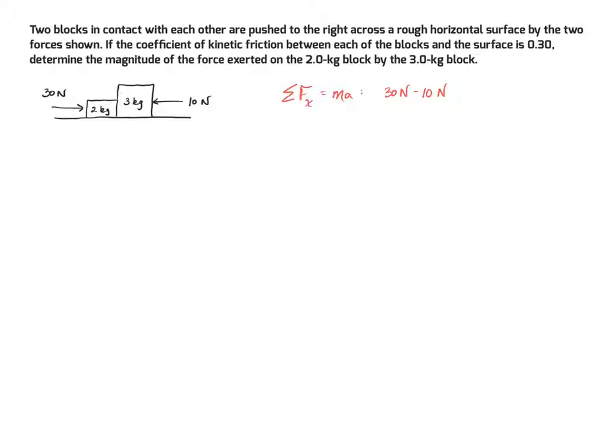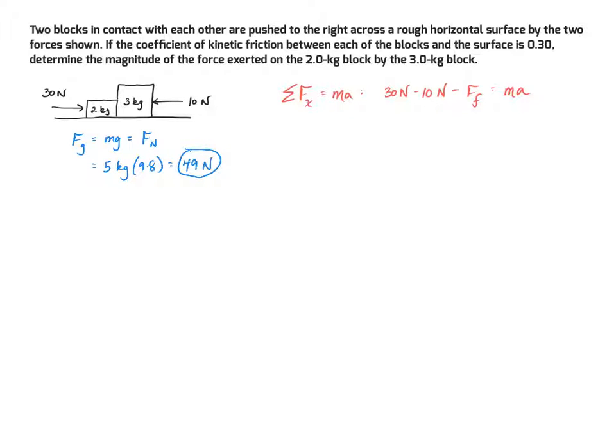minus that 10 Newton force minus the force of friction, because we're told in this problem that there is a coefficient of kinetic friction there. So we have to figure out what that force of friction is. But first we need to figure out what the normal force is of this system, the two blocks together. Well, that's easy enough to find here because Fg, which is equal to mass times our acceleration due to gravity, that's going to be equal to our normal force in this case. So we know that the total mass of this system is 5 kilograms. Multiply that by 9.8, and that gives us 49 newtons. So that's our normal force.